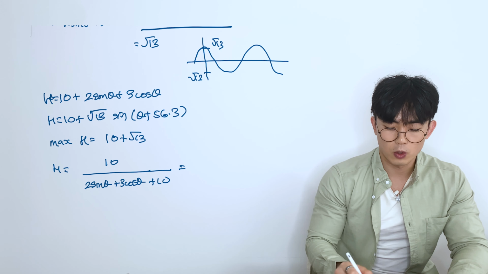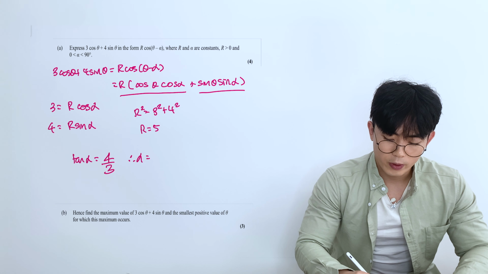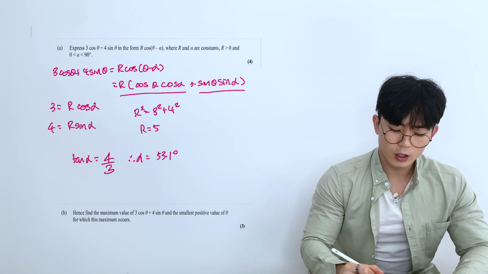And tan alpha is something over something. Just be careful of the order, right? It's sine over cos, so it's going to be 4 over 3 rather than 3 over 4. Therefore, alpha is going to be equal to 53.1. So this I can rewrite as 5 cos(theta minus 53.1 degrees), like this. Okay, so that's all you need to write in the exam to get the full marks for this kind of question.